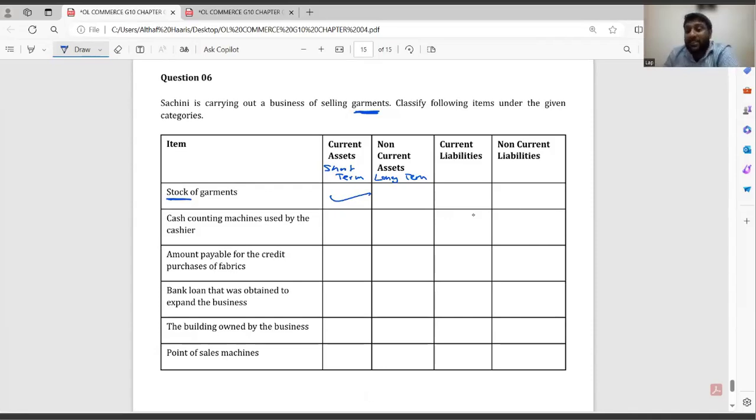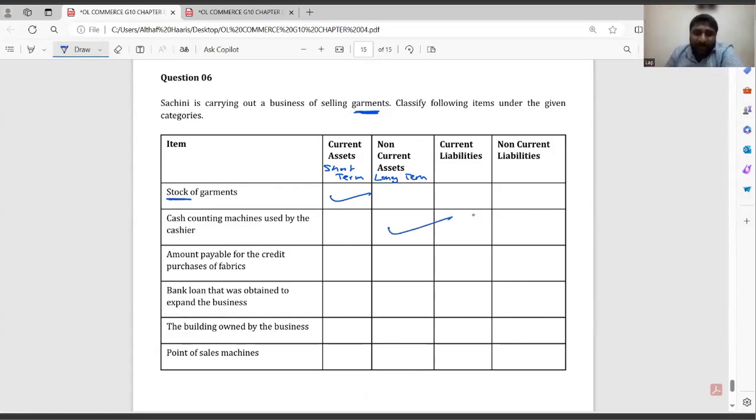Cash counting machine. Do you think they will use our cash counting machine for only 2-3 months or for 4-5-10 years? They will use it for 4-5 years. Long term.